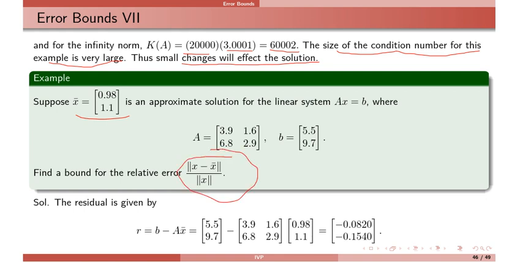And the next example tells us how we can find the relative error bound. So we have the system AX equal to B, A is this, B is this. You have the system, and an approximate solution is also given. This is X, you can write X star or X bar. This is the approximate solution. The question is to find a relative error bound.